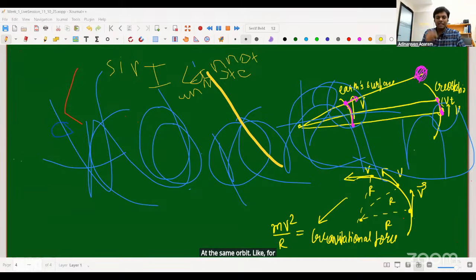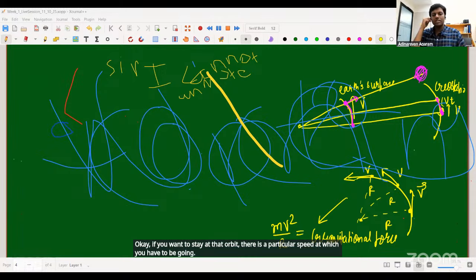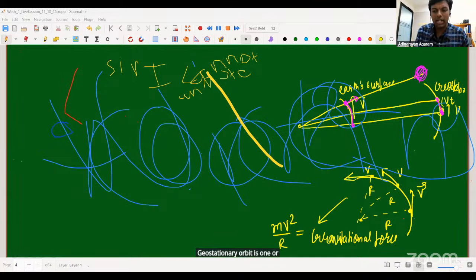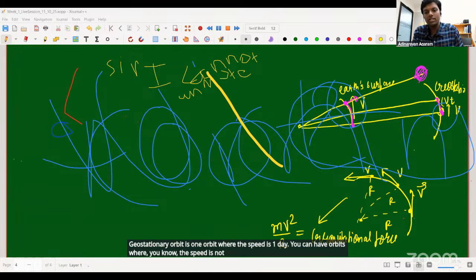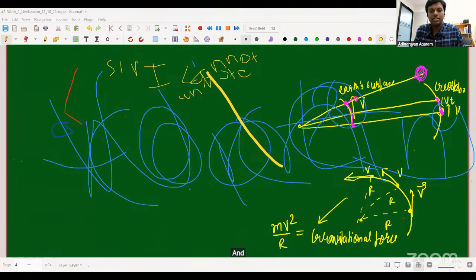For example, a particular orbit decides the speed at which you're going. If you want to stay at that orbit, there is a particular speed at which you have to be going. Geostationary orbit is one orbit where the period is 1 day. You can have orbits where the period is greater than 24 hours, and something that is less than 24 hours. So you can have such orbits. I hope that was clear.